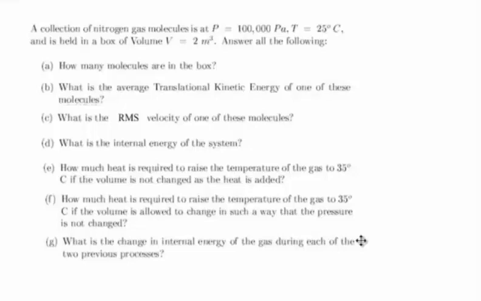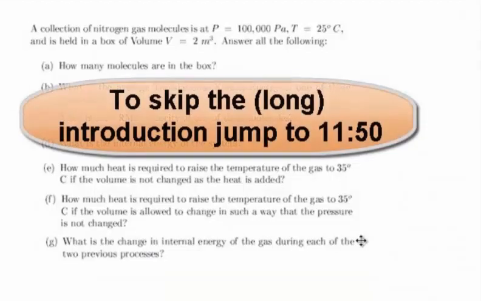A collection of nitrogen gas molecules is at a pressure of 100,000 pascals, a temperature of 25 degrees C, and is held in a box with a volume of 2 cubic meters. Answer all the following. This is a problem involving the ideal gas law and the first law of thermodynamics.